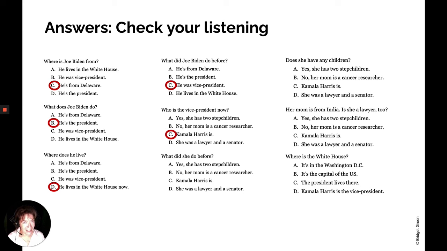Who is the vice president now? Kamala Harris is. Good. What did she do before? She was a lawyer and a senator. Right. Does she have any children? Yes, she has 2 stepchildren. Her mom is from India. Is she a lawyer too? No, her mom is a cancer researcher. Where is the White House? It's in Washington, D.C. Nice job.